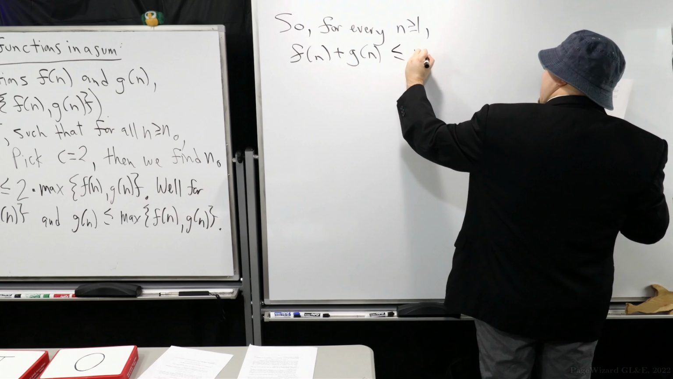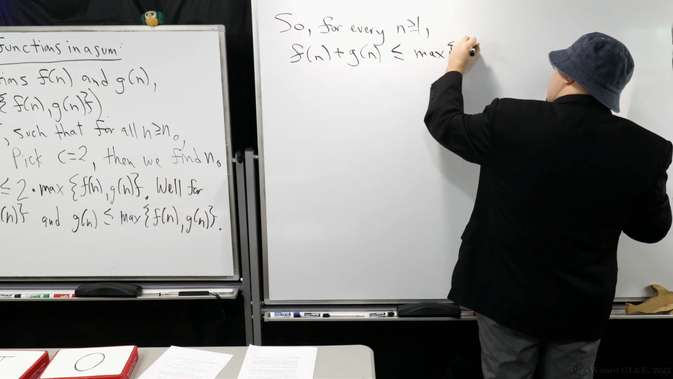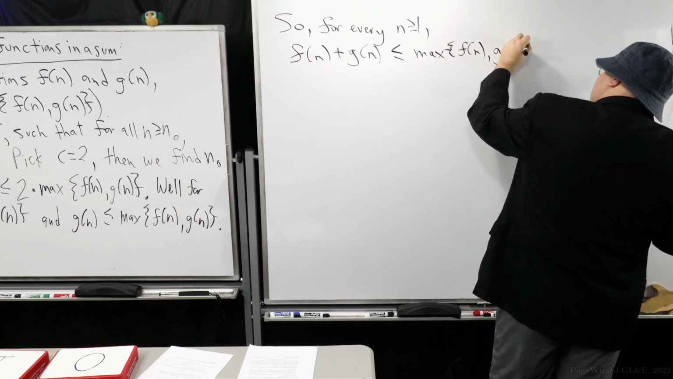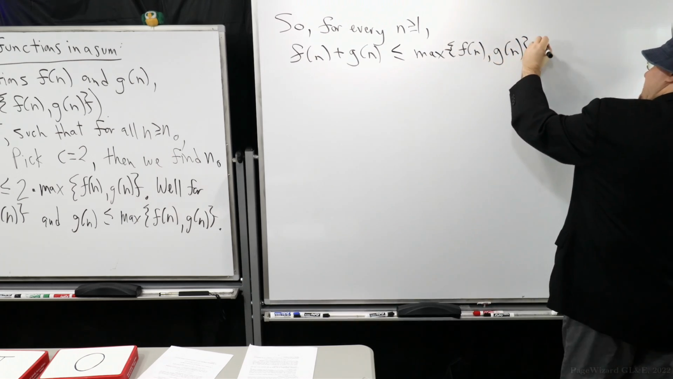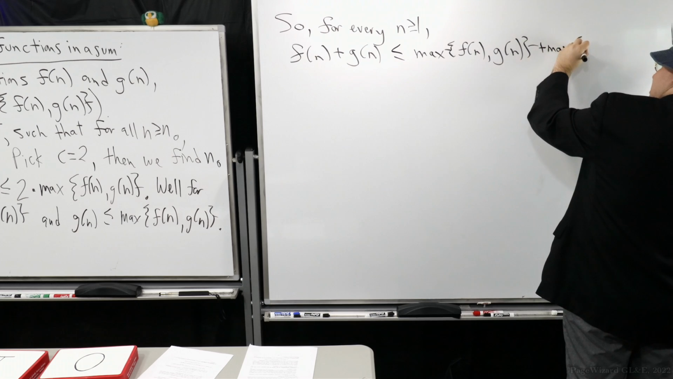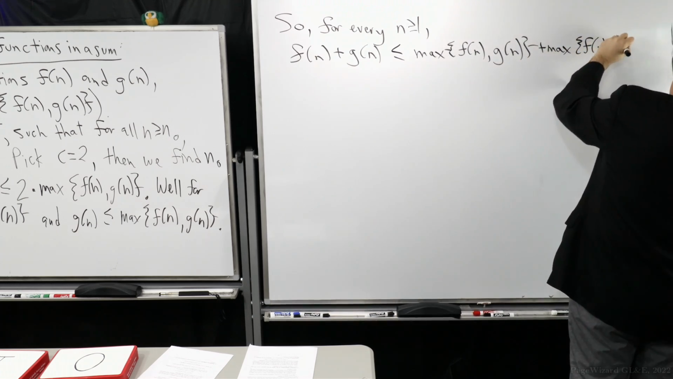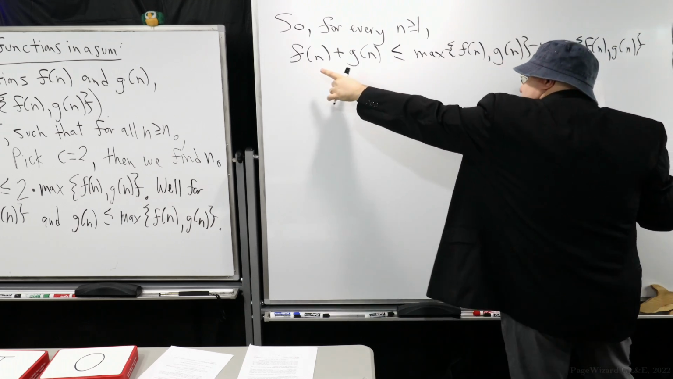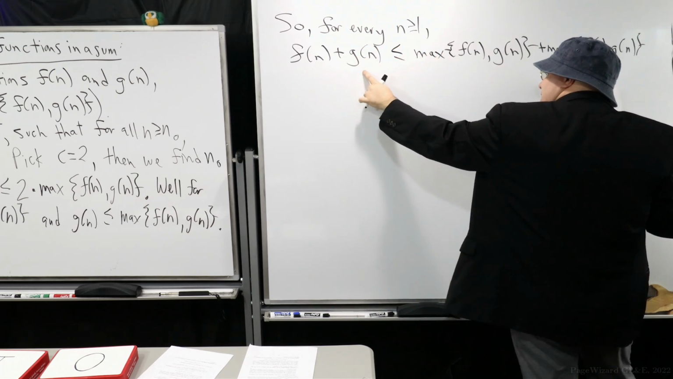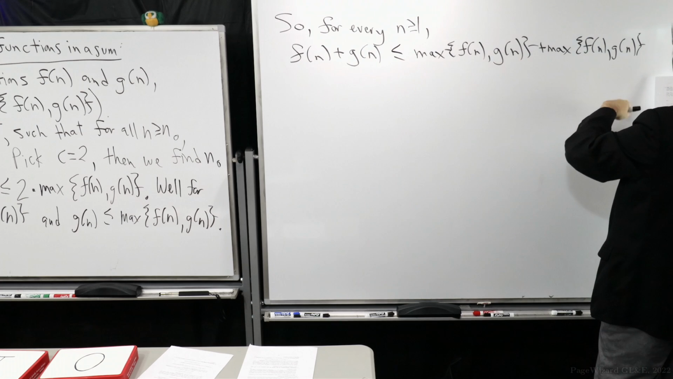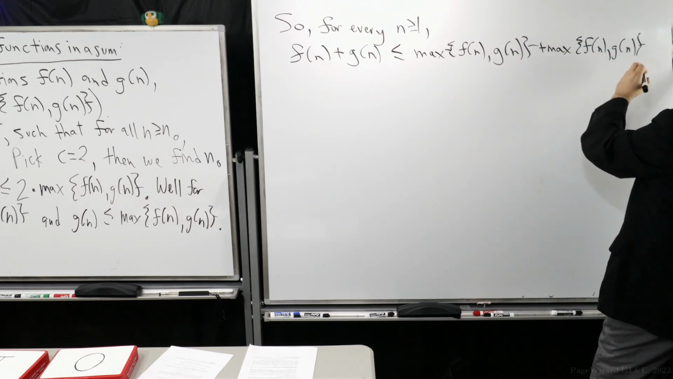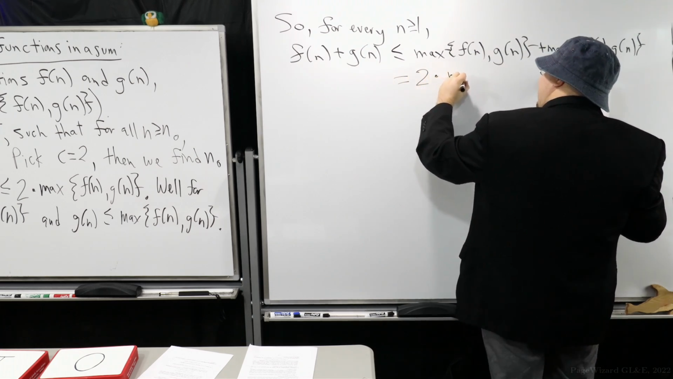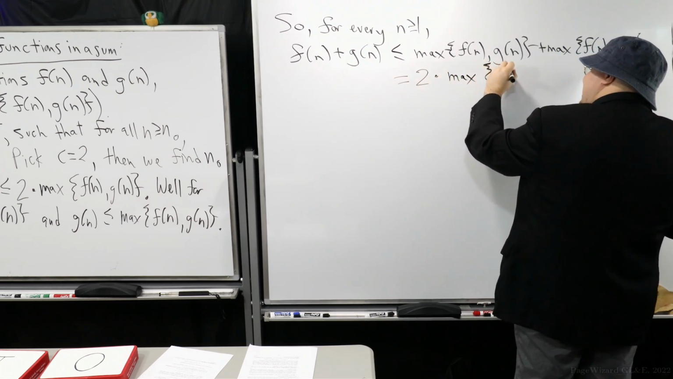Is less than or equal to the max of f of n, g of n, plus the max of f of n, g of n. My curly braces are sort of a little sad, but that's okay. They're my friends too. So remember, this is what it says on that first inequality. f of n is less than or equal to the max of this. g of n is less than or equal to the max of this, right? That's what we said just a moment ago. But what's this? It's just 2 times the max of f of n, g of n, right? Which is exactly the right-hand side.